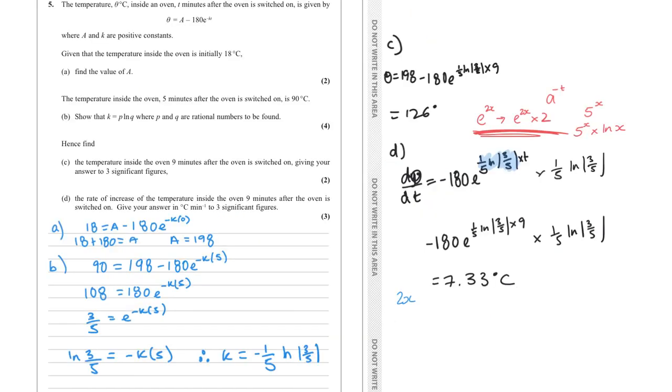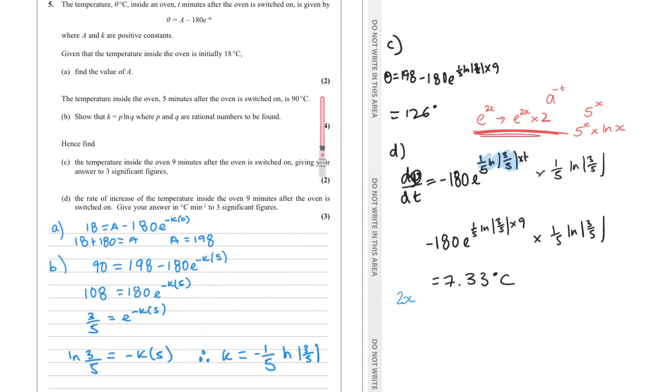Okay, so question 5. Again, pause it, read through the question. So we know that 18 is the outside temperature. We can put 18 here. We know this is the initial temperature when it's 0. And it's really straightforward. This is 2 marks, probably the easiest 2 marks in there.